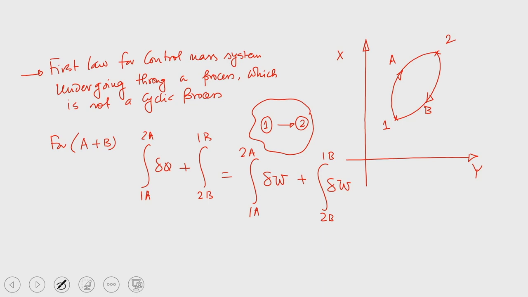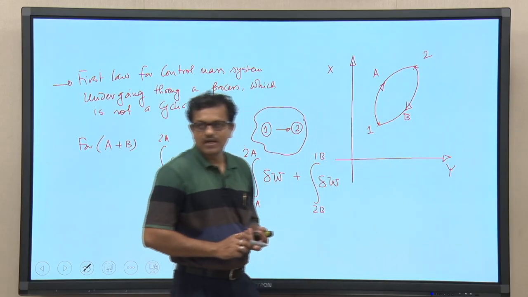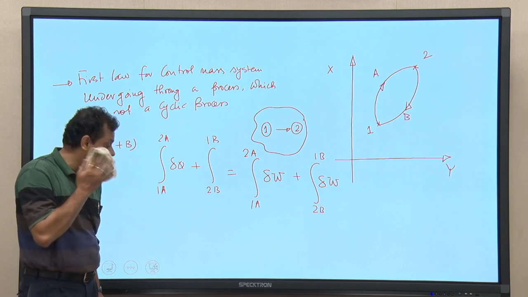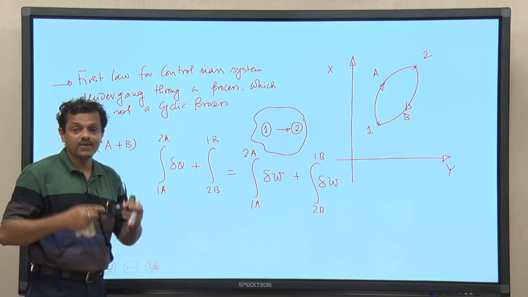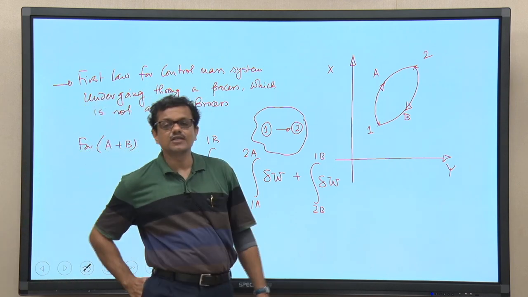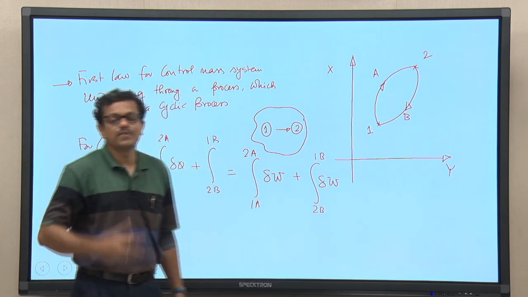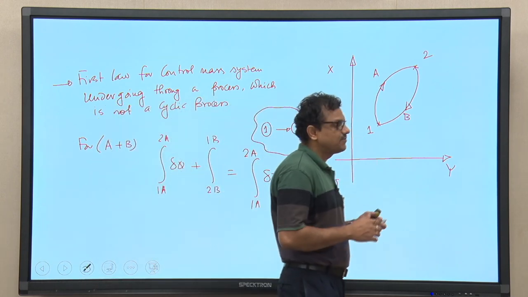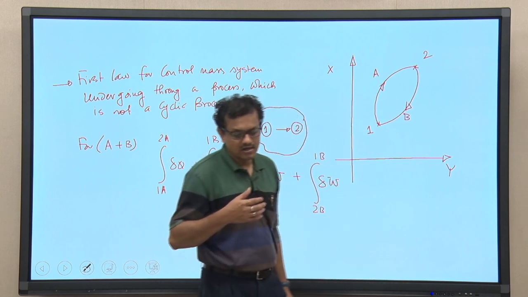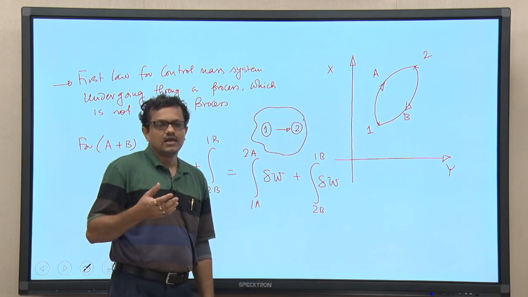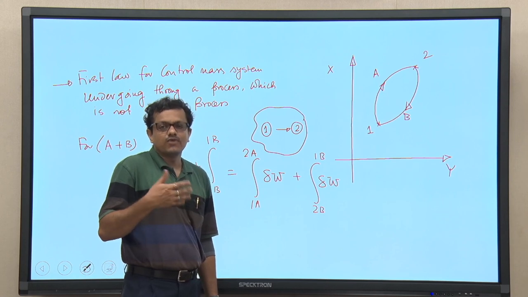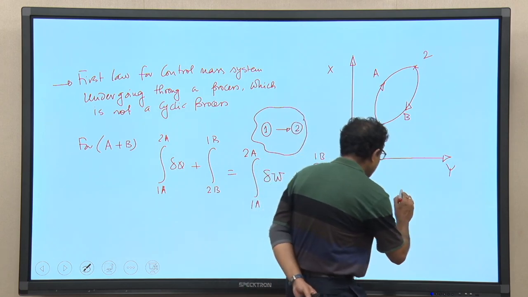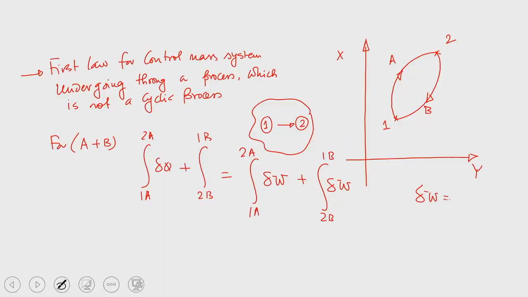We know again from thermodynamics that heat and work are path functions. These two are not properties of the system; rather, they are path functions. Why so? Because for a control mass system, if the process is quasi-static, we can write del W equal to P dV.